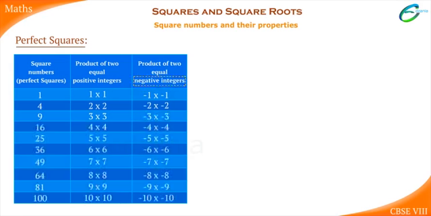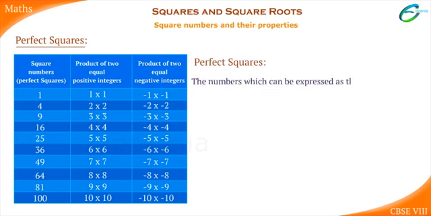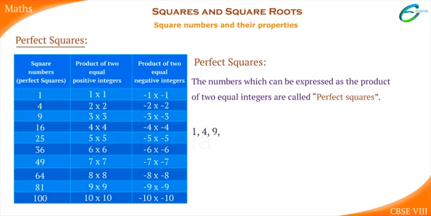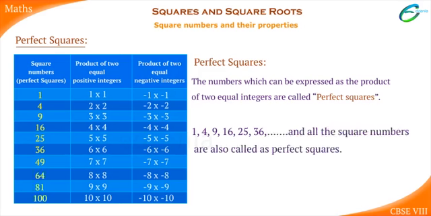And the remaining square numbers can be written as the product of 2 equal integers. Such numbers are called perfect squares. The numbers which can be expressed as the product of two equal integers are called perfect squares. 1, 4, 9, 16, 25, 36, and all the square numbers are also called perfect squares.